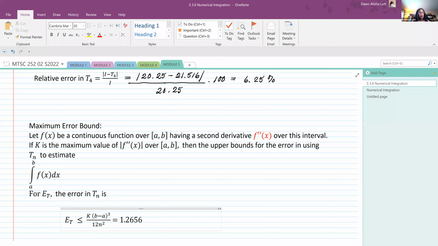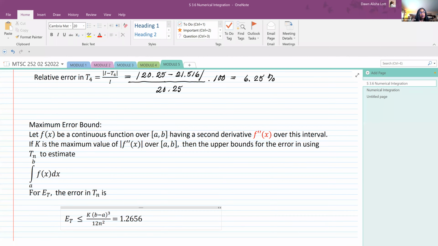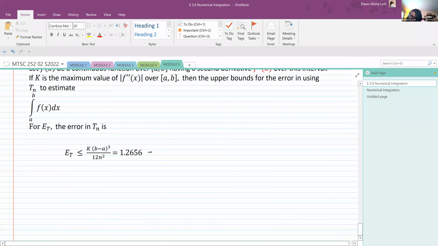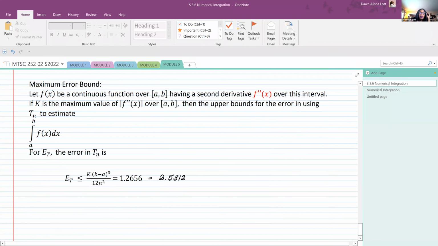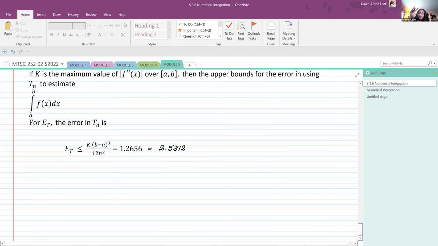Whatever that is, because it won't let me do it. .5312. And notice this error is indeed smaller than that. Okay. All righty. So far, so good. Two techniques already. Here's the last one.